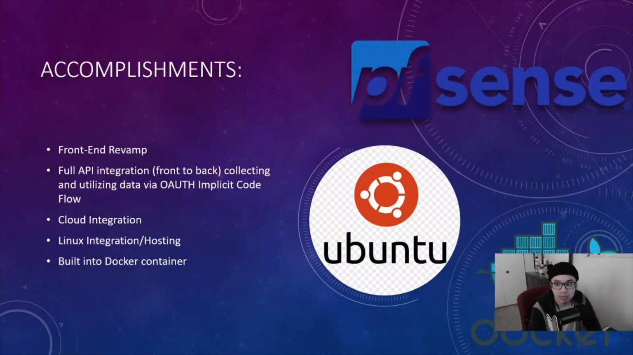Now, we ended up completely revamping the front end utilizing WordPress as our site builder and user management. Through this, we were able to fully integrate the OAuth implicit code flow, which collects and stores the information we need in the MySQL database. Because of the revamp, we were able to integrate things like Linux hosting for the website. We built it into a Docker container, and we could finally say it's cloud hosted. I'll go ahead and demonstrate the front-end integrations for you now.